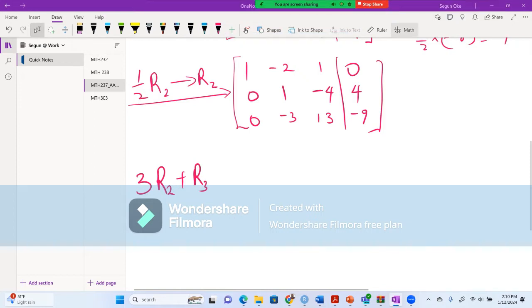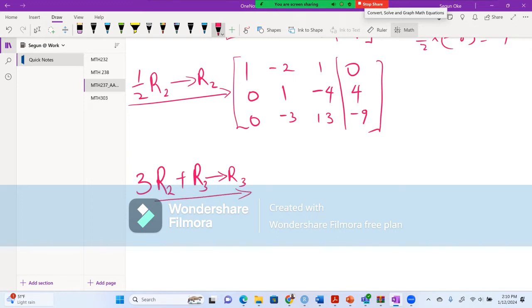3R2 plus R3 becomes our R3. Do you believe that? So remember, we are working on R3 now. R1 is okay, R2 is okay, this is okay, then we have 0. R2 remains the same: 1, -4.